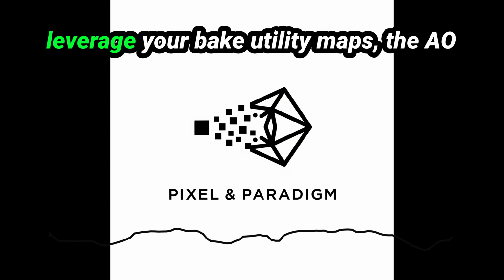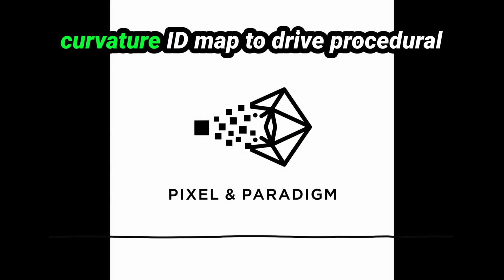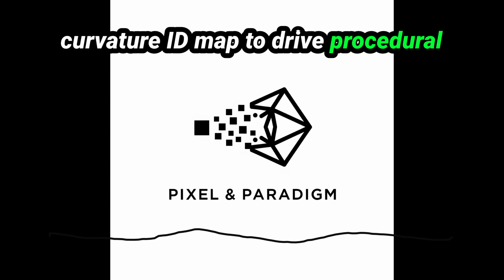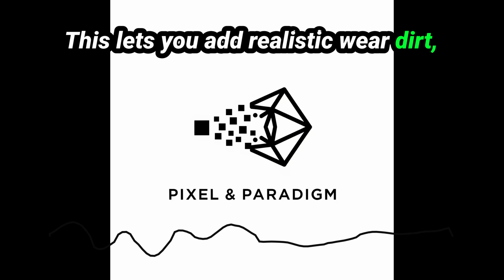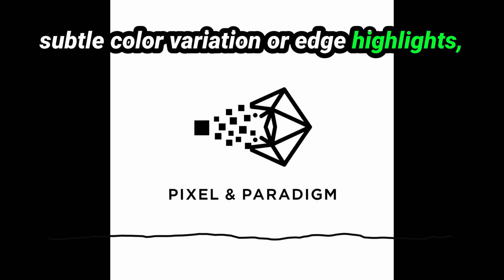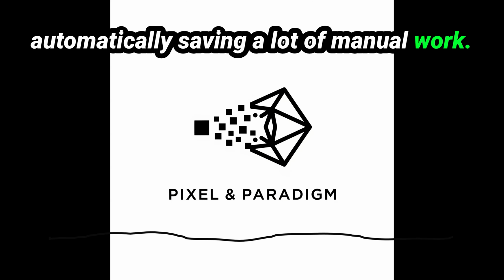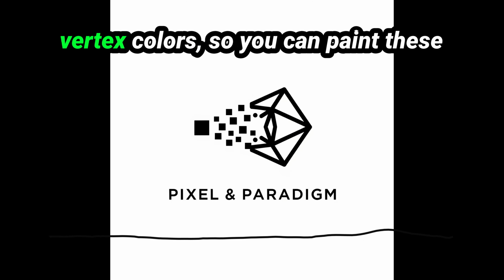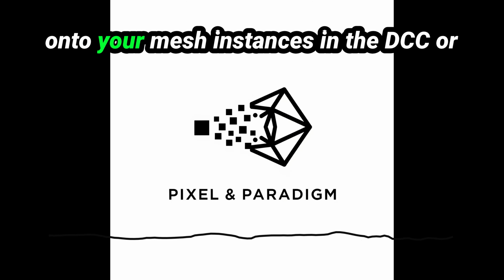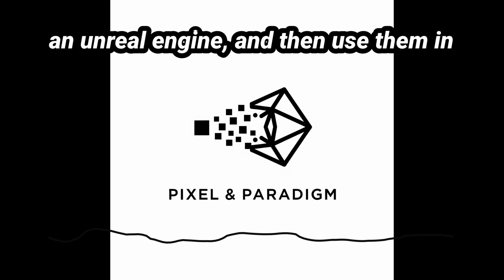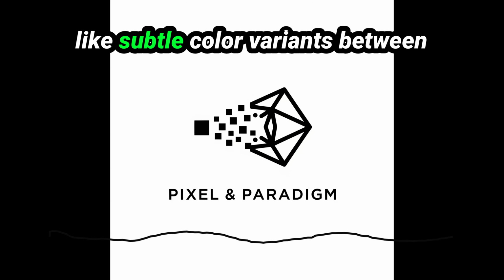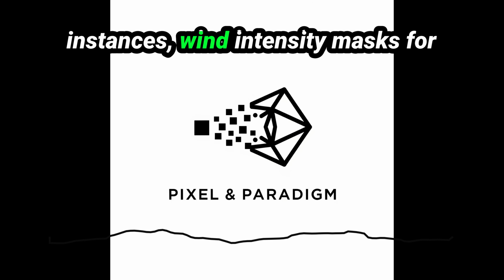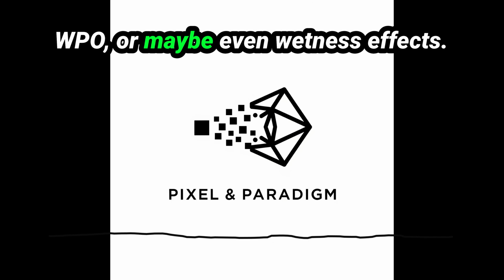You can heavily leverage your baked utility maps, the AO, curvature, ID map, to drive procedural effects within your texturing software. This lets you add realistic wear, dirt, subtle color variation, or edge highlights automatically, saving a lot of manual work. And remember, Nanite supports vertex colors, so you can paint these onto your mesh instances in the DCC or in Unreal Engine, and then use them in your material shader to control things like subtle color variance between instances, wind intensity masks for WPO, or maybe even wetness effects.